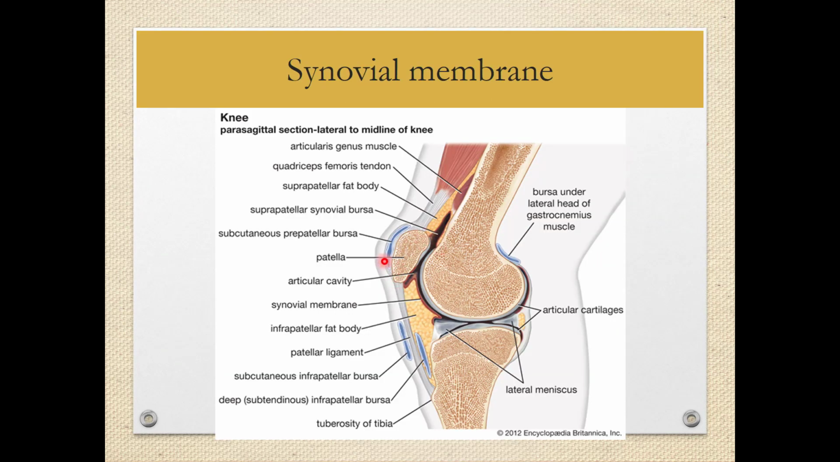See here, this is the patella bone. This is the subcutaneous prepatellar bursa, and this is the quadriceps tendon, and there will be the ligamentum patelli below the patella. This is the articularis genu muscle, and this is the suprapatellar synovial bursa.